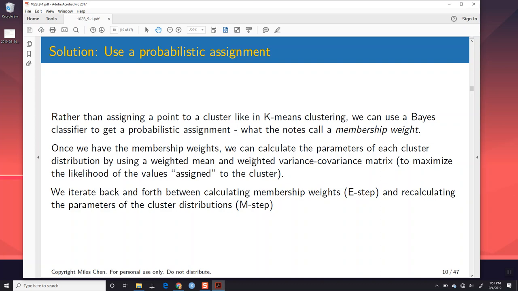And we go back and forth between calculating, reassigning the points, which is really just calculating the membership weights. That's the E step. In the EM algorithm, there's the E step and an M step. Between calculating the membership weights, the E step, and recalculating the parameters, being the center and the sigma matrix, the M step. So we go back and forth between those things.